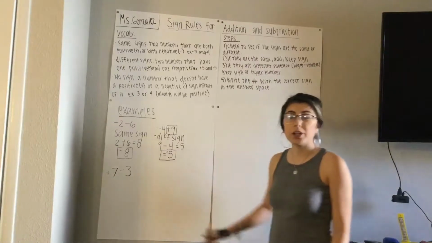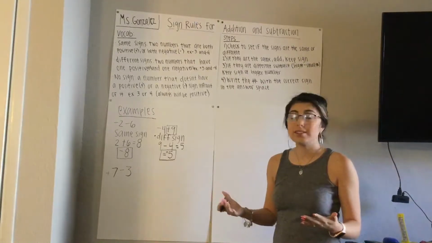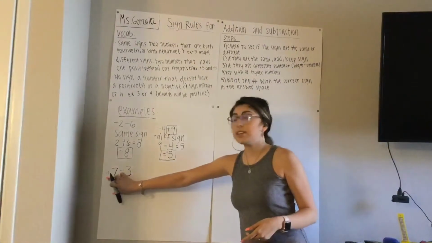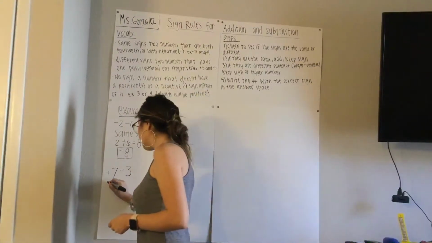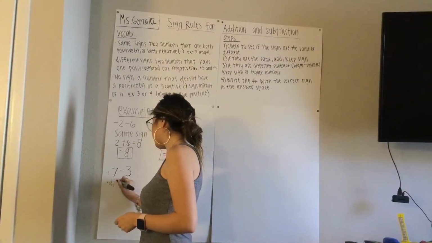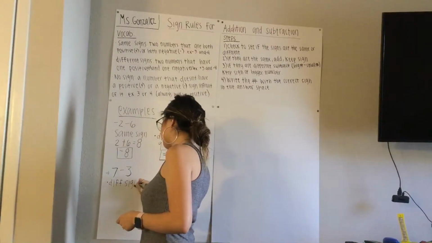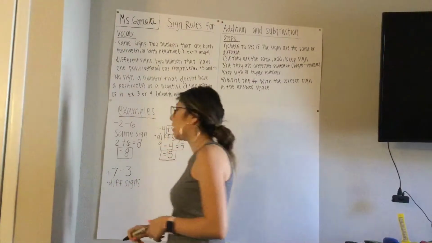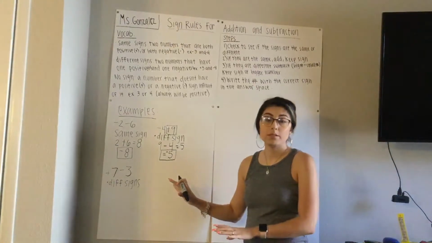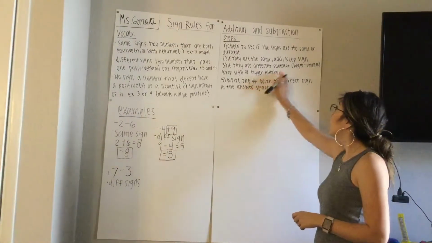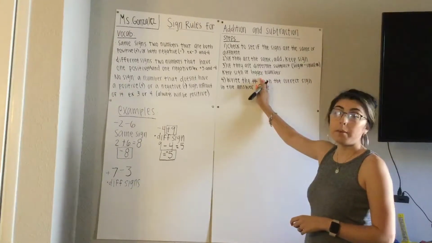Okay, what's our first step? We're going to check to see if it's positive or if it's negative, if it's going to be same sign or different sign. And what do we have here? We have a positive sign and we have a negative sign. So it's going to be different signs. All right, and what do we do when we come across different sign problems? According to our third step here, we're going to subtract the small number from the big number, correct? And we're going to keep the sign of the bigger number.